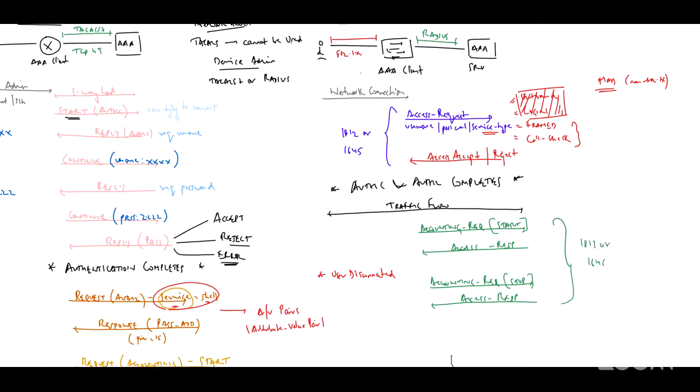So if 1812 is used, obviously 1813 will be utilized. They are both used in pairs. You cannot use 1812 and 1646, or 1645 and 1813. They have to be in pairs. That's what the pairing is, and that's the difference with respect to RADIUS and TACACS as well. RADIUS has two ports used for authentication, authorization, and accounting. 1812, 1813 is one of the pairs, and the other is 1645, 1646. You can use either of them.